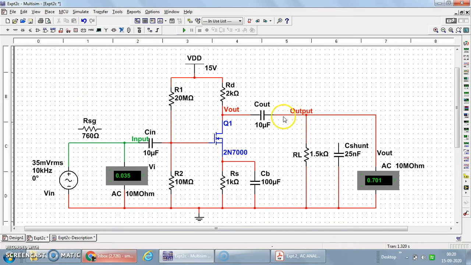Then we have the reading of V0 dash with RSG only. With RL only, we will have V0 double dash. With RL and with RSG, we will have V0 triple dash. So using all these readings, make a note of those readings and find out the values of voltage gains. That will give us the values of voltage gain. This is what is indicated in the description.